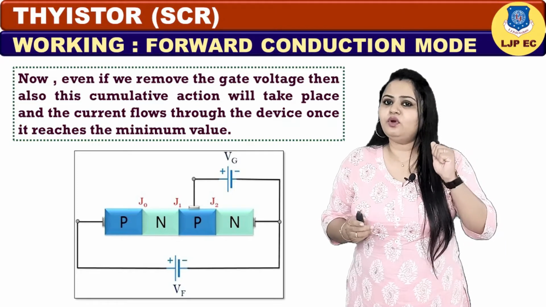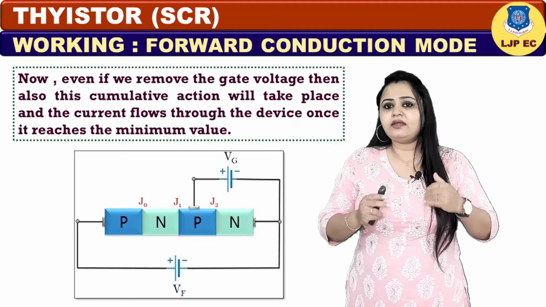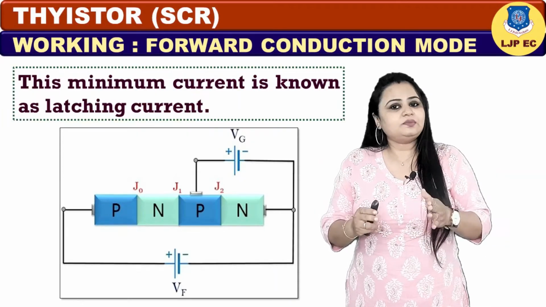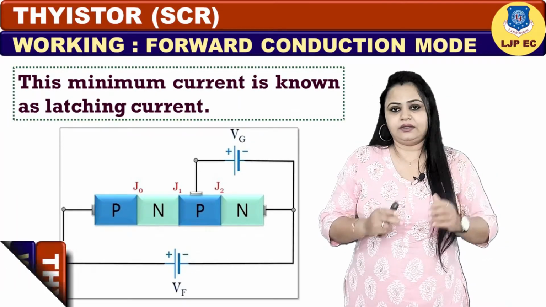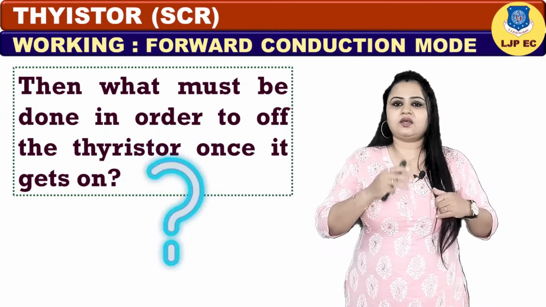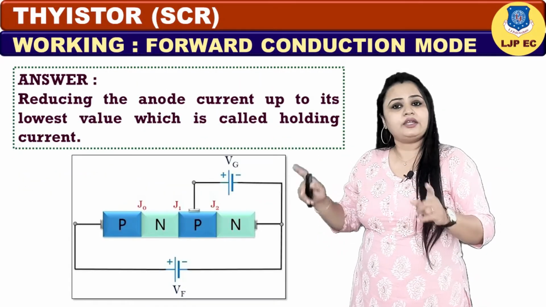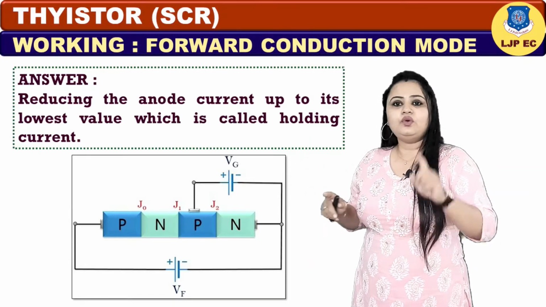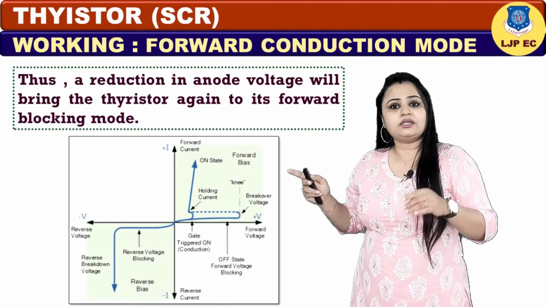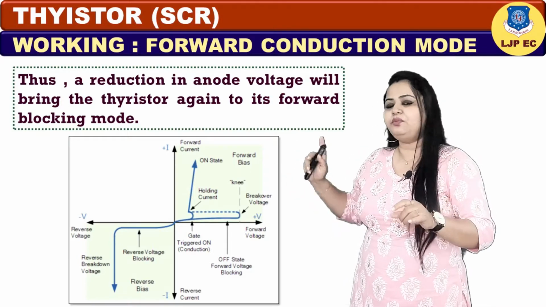Now even if we remove the gate voltage, this cumulative action will take place and current flows through the device once it reaches the minimum value. This minimum current is known as latching current. Now the question arises, what must be done in order to turn off the thyristor once it gets on? The answer is by reducing anode current up to its lowest value, which is called holding current. Thus, the reduction in anode voltage will bring thyristor again to its forward blocking mode.